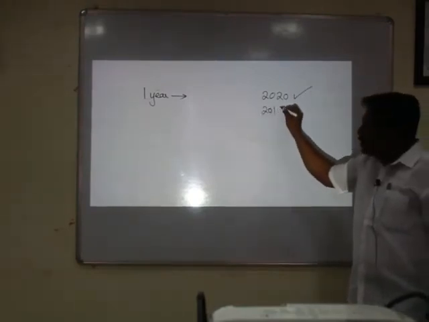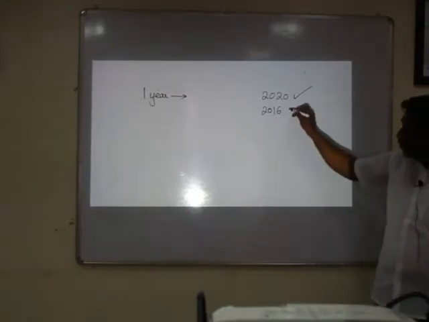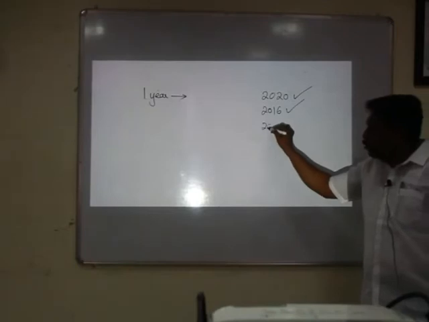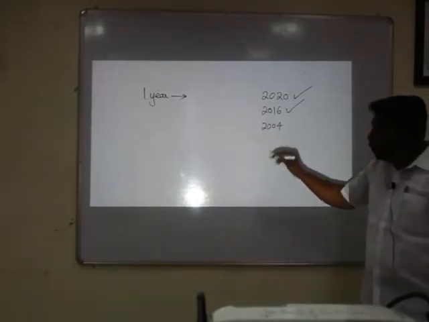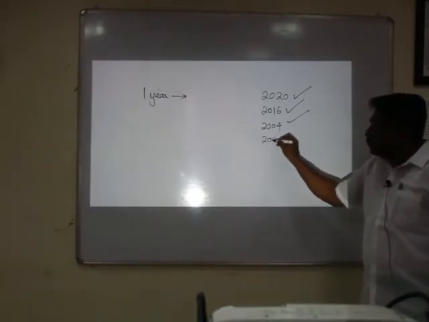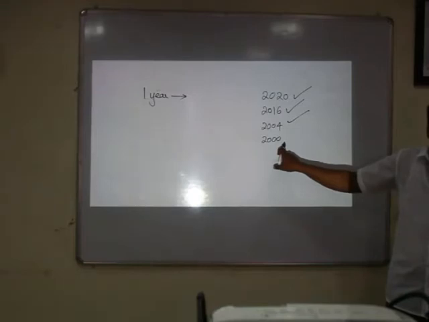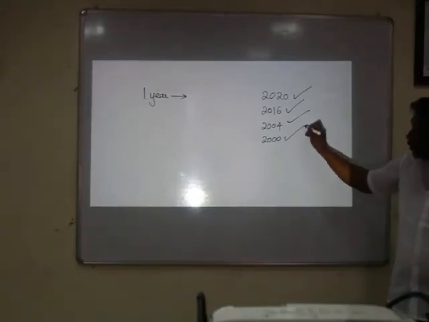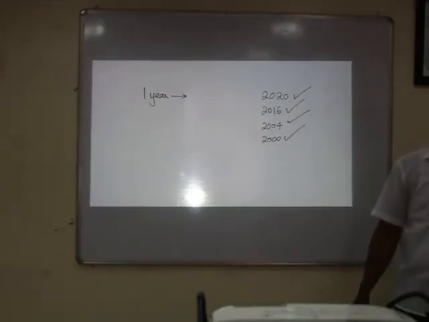What about 2016, my friend? Was it a leap year? Yes or no? It's a leap year. Very good. What about 2004, my friend? Is it a leap year? Yes? Very good. What about year 2000? Millennium. What is 2000? It's a leap year. Very good. So you can identify a leap year.